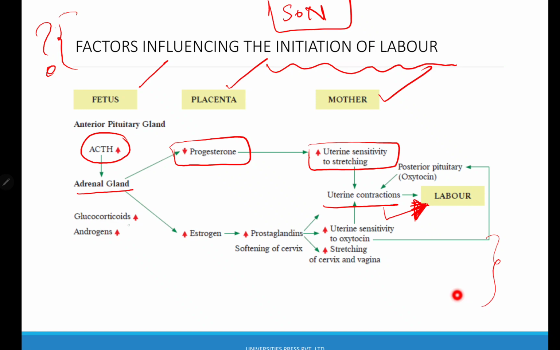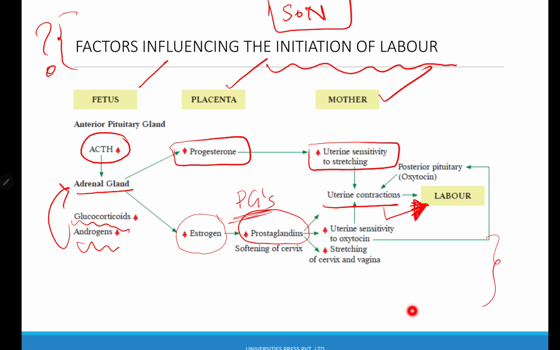Similarly, glucocorticoids and androgens also act on the adrenal gland, and when they are increased, estrogen is also increased. If estrogen is increased, prostaglandins will be increased. These prostaglandins are the major factors that soften the cervix.